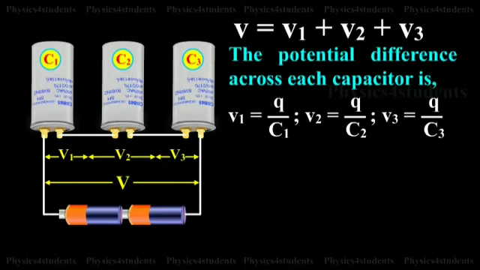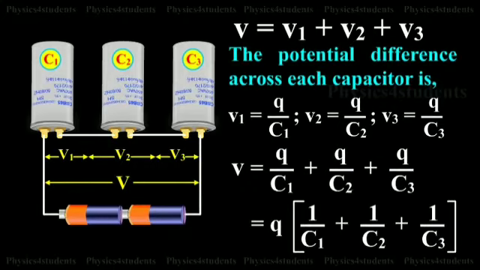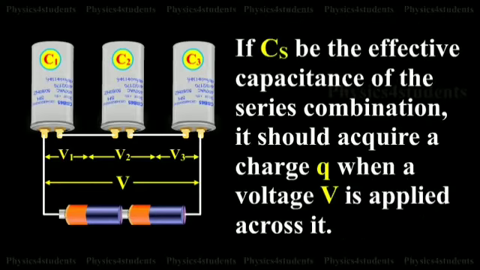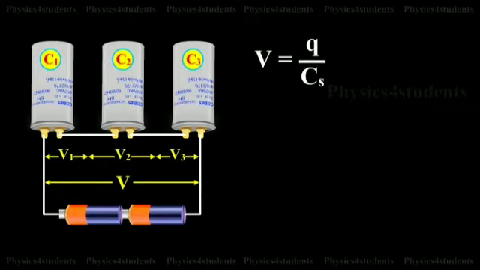Here Q is equal to CV. V is equal to Q by C1 plus Q by C2 plus Q by C3. So, taking Q common, 1 by C1 plus 1 by C2 plus 1 by C3. By this process, each capacitor stores the same amount of charge Q. The capacitances of the capacitors are in general different, so that the voltage across each capacitor is also different and are denoted as V1, V2 and V3.